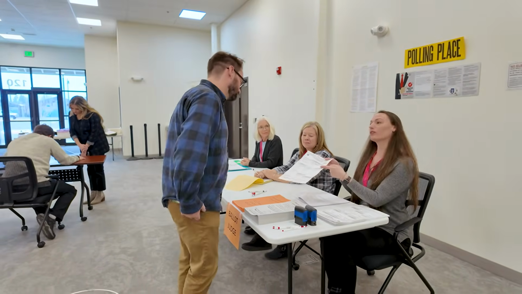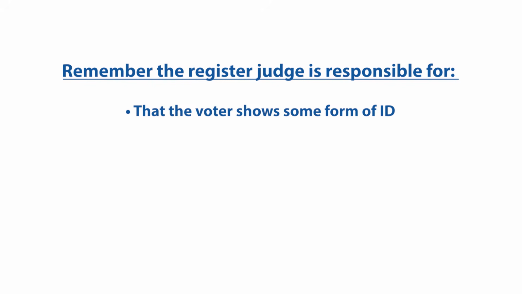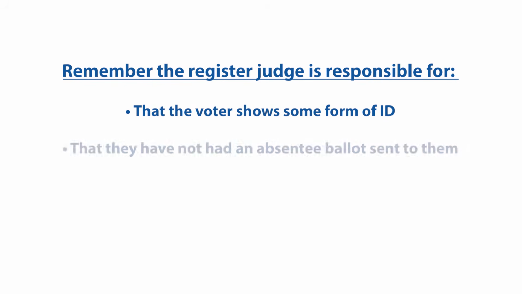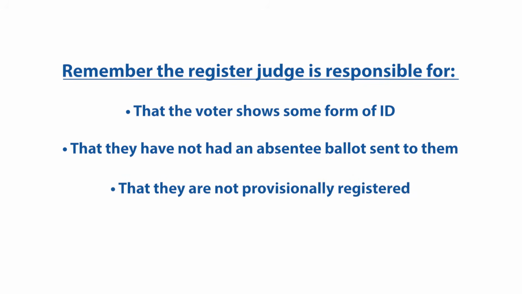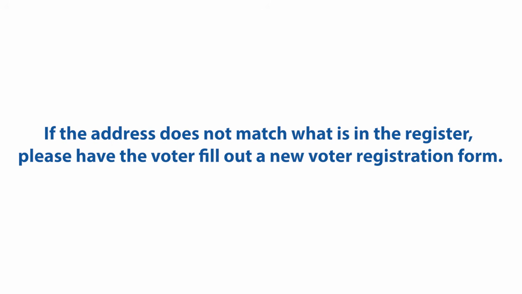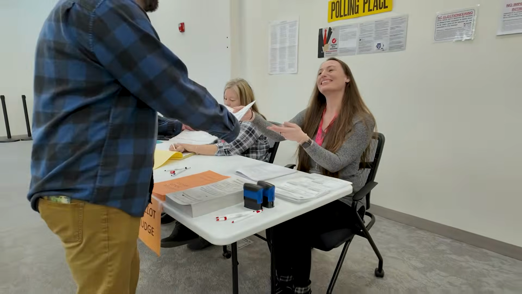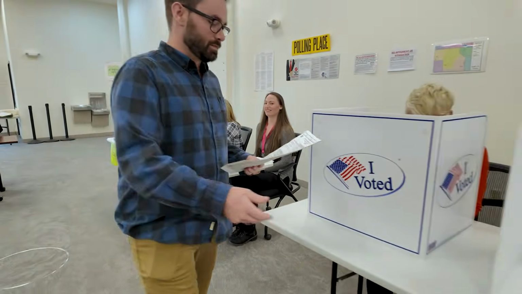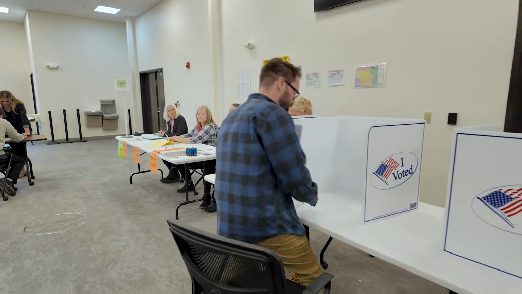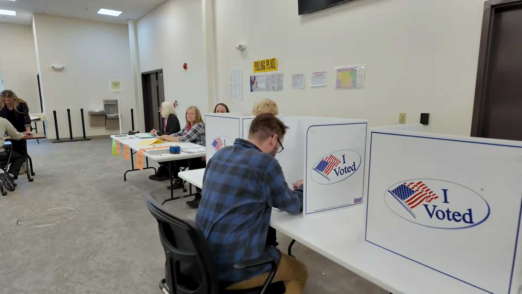loudly enough so that any poll watchers can hear. Remember, the register judge is responsible for ensuring that the voter shows some form of ID, for ensuring that they've not had an absentee ballot sent to them, and that they're not provisionally registered, and that they sign the register. If the address does not match what's in the register, please have the voter fill out a new voter registration form. Ensuring these things in a friendly, professional, and helpful manner means the voter is ready to move to the next step in the voting process.